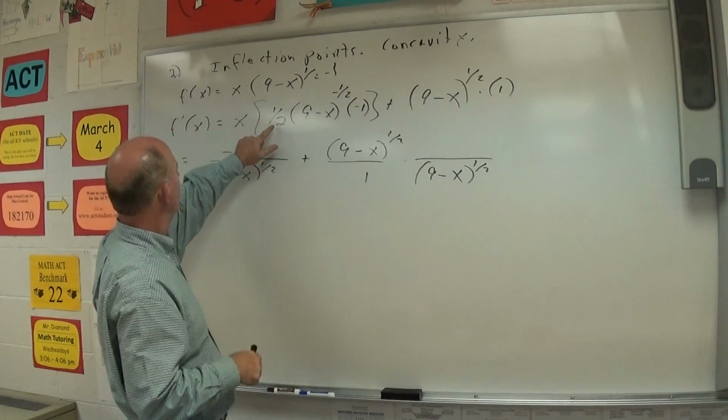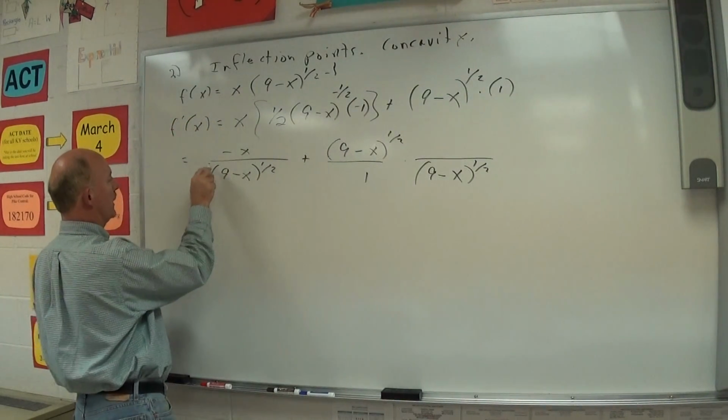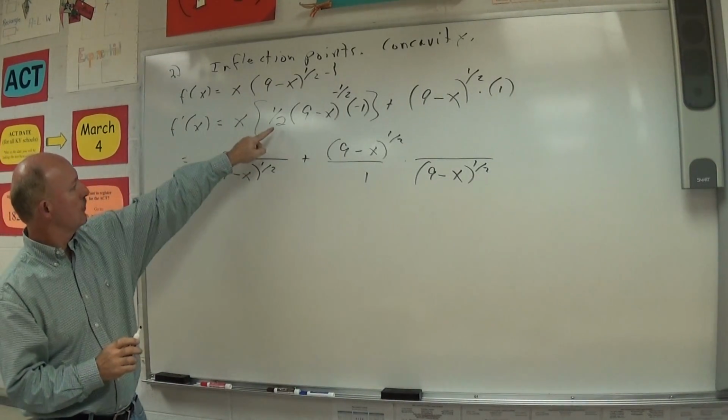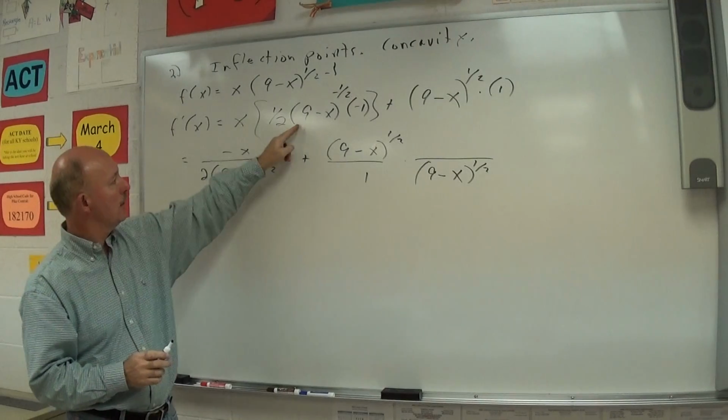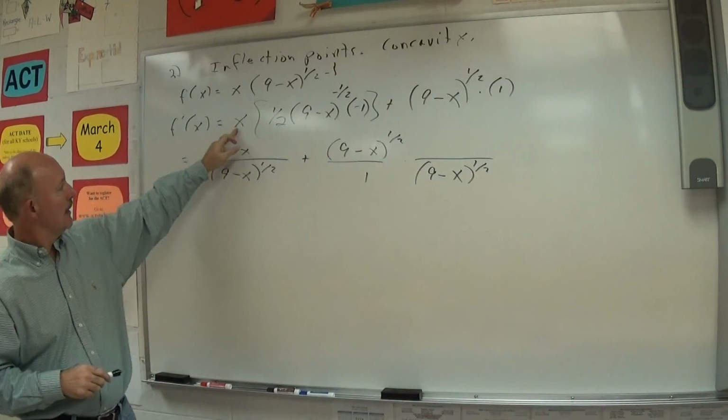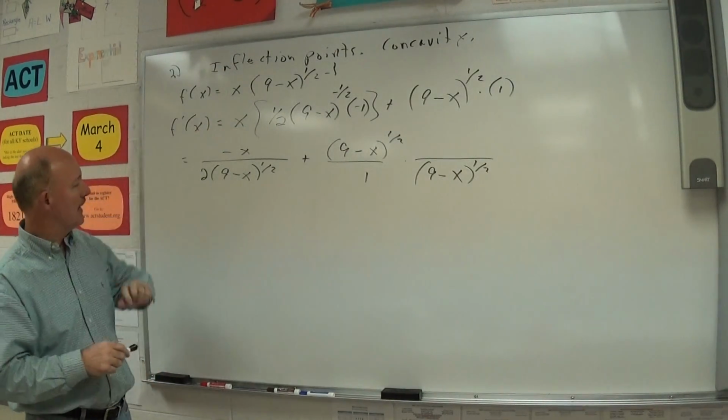Let's see, this is negative 1, so there should be a 2 on the bottom of our fraction here. So it'll be 2 here. All right, so this will be 2 times 9 minus x to the 1/2 on the bottom of the fraction. And then x times negative 1 gives you negative x, that'll be on the top of your fraction.